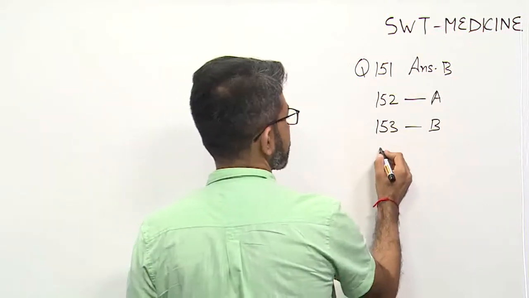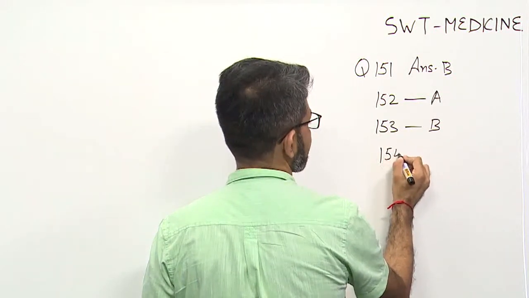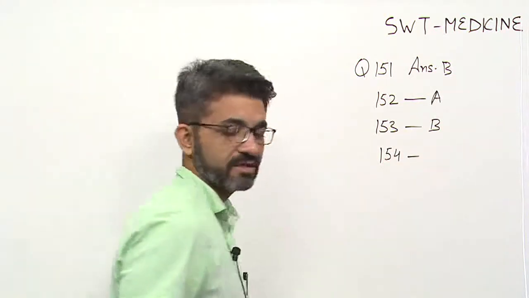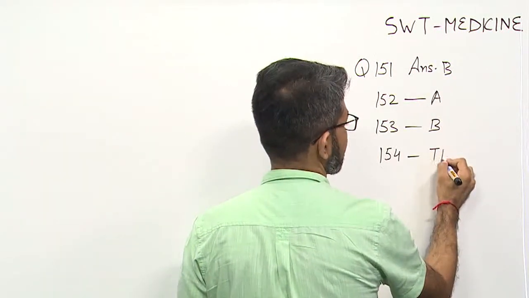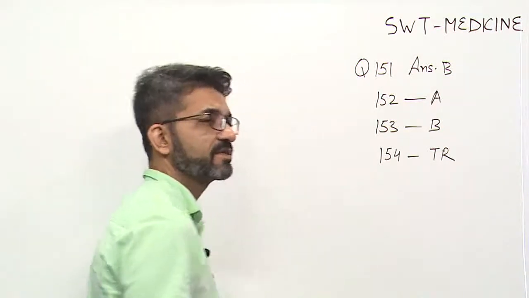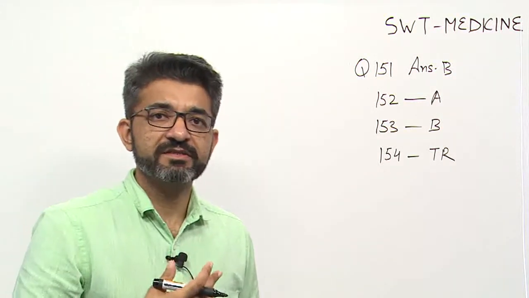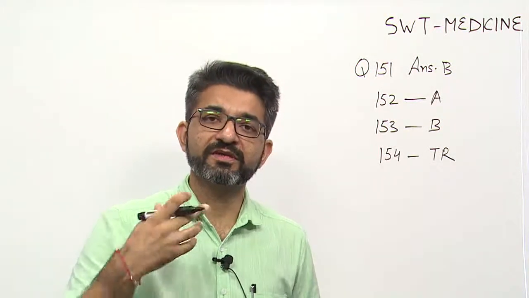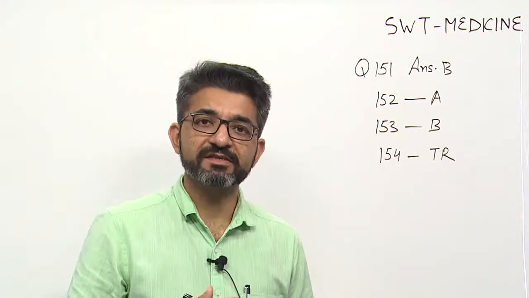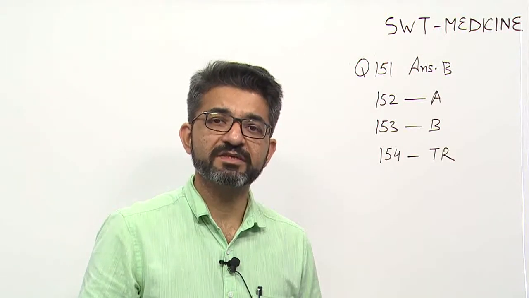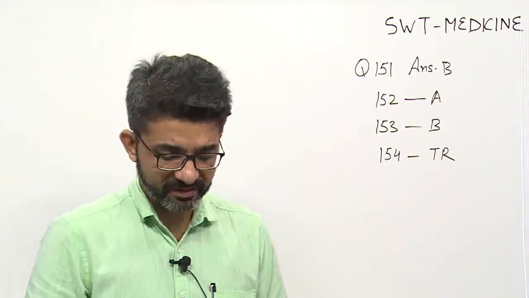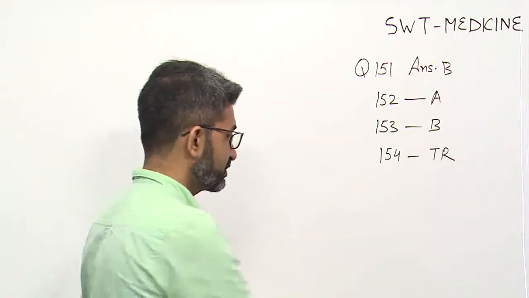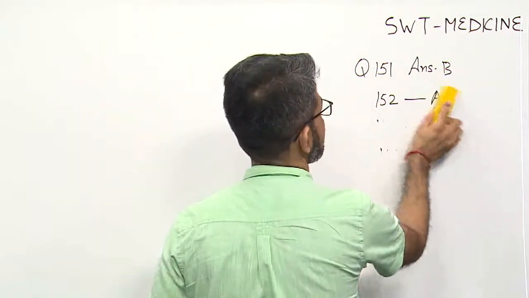Question number 154. Carvallo sign. It's a marker of tricuspid regurgitation. What is Carvallo sign? Carvallo sign is when the patient inspires, the blood flow in the right side of the heart increases, therefore the intensity of the murmur of TR increases. This is Carvallo sign. This is a sign elicited during deep inspiration.